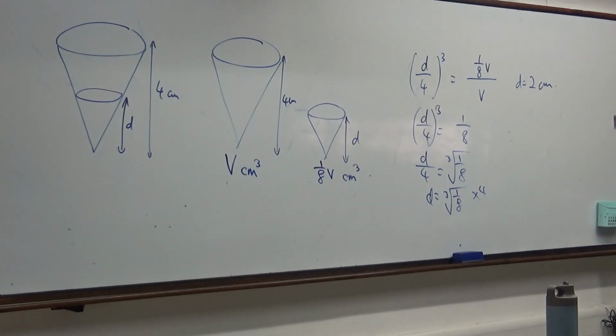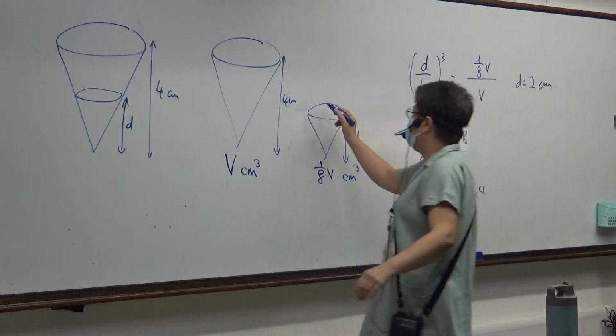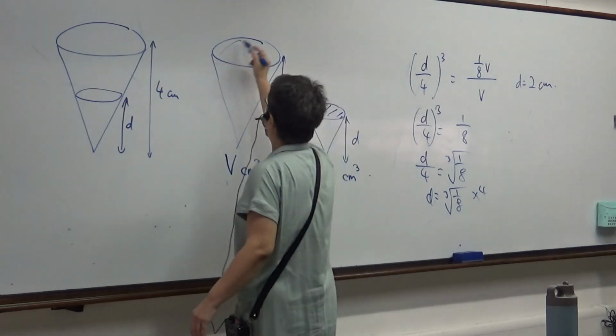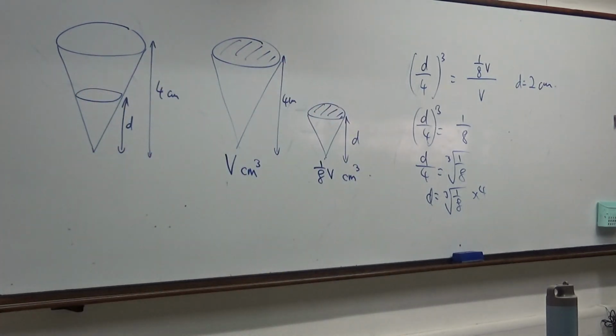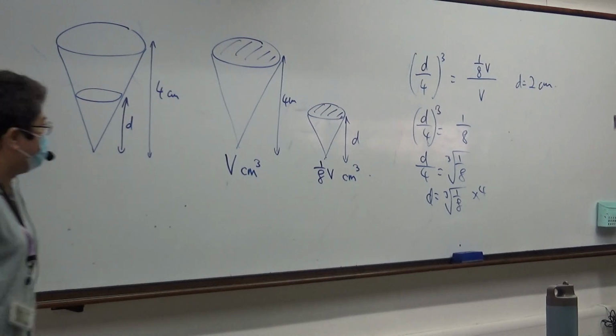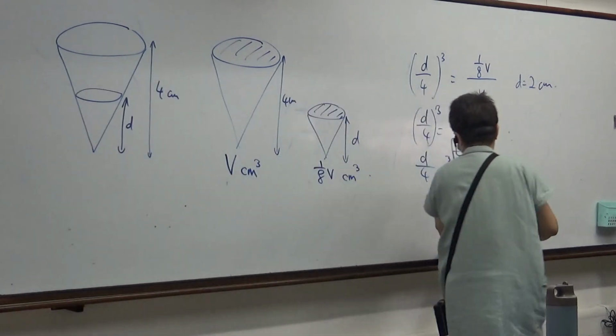It says the ratio of the area of the top surface of the water to the area of the top surface of the container. Now what do we have? That means I want this surface to this surface, right? Agree, class? Yes or no? I want that surface to that surface. Agree?